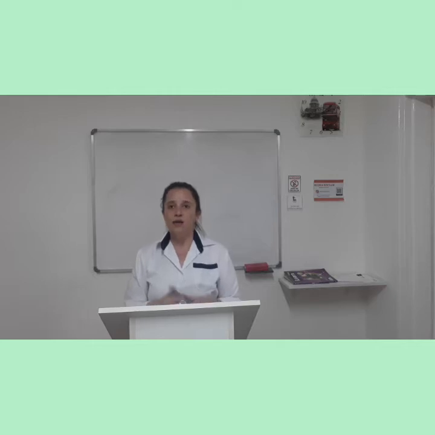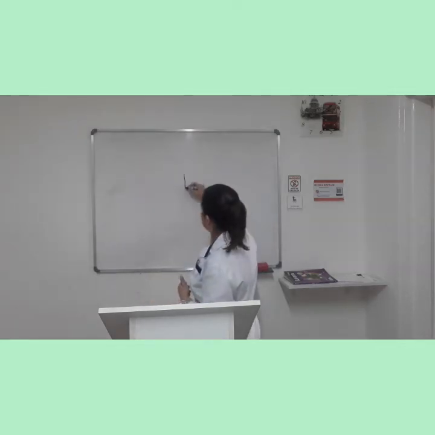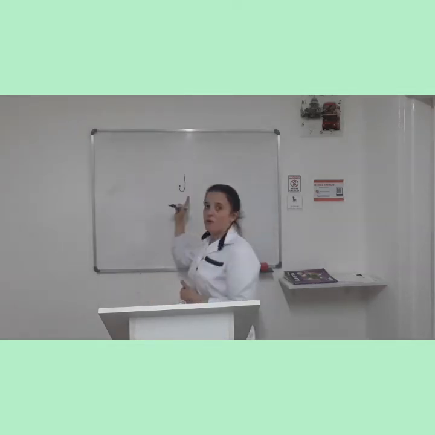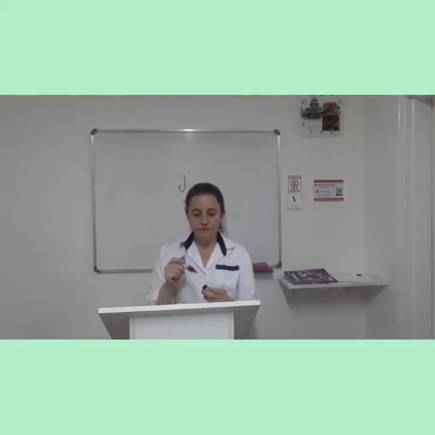A hook is something that has this shape, okay? We put this at the end of a fishing line to get the fish. And a fishing rod is the stick that we put the line and the hook on to fish, okay?